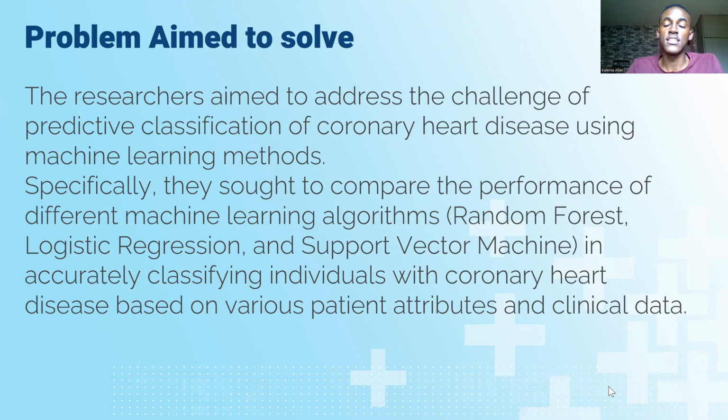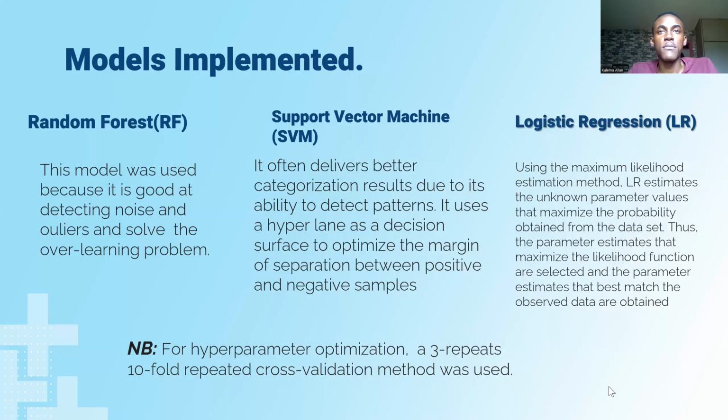The problem they aimed to solve was to address the challenge of predictive classification of coronary heart disease using machine learning methods. And they did this by comparing the performance of different machine learning algorithms in accurately classifying individuals with coronary heart disease based on the patient's attributes and clinical data. Three models were created. One used random forest, the others support vector machine and logistic regression.